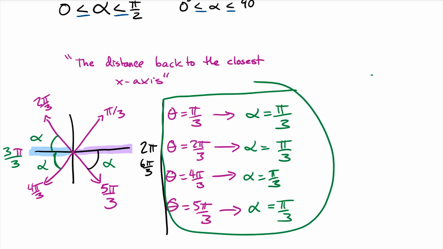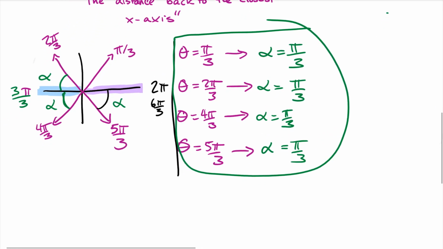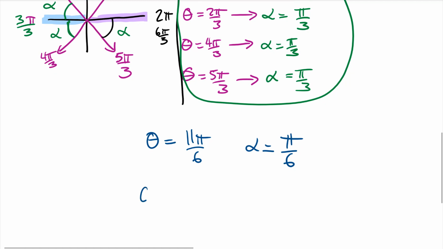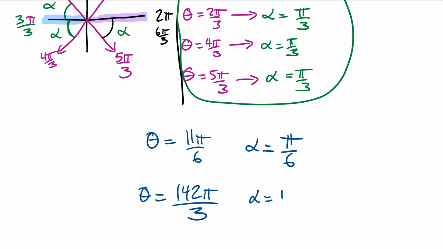When you're in radians. Oops, you don't want that yet. So let me give you an angle. 11 pi over 6. Do you think you can figure out the reference angle? Yeah, I can. It's pi over 6. Let's try another one. Theta is equal to 142 pi over 3. Can you find the reference angle? Yep, it's pi over 3.